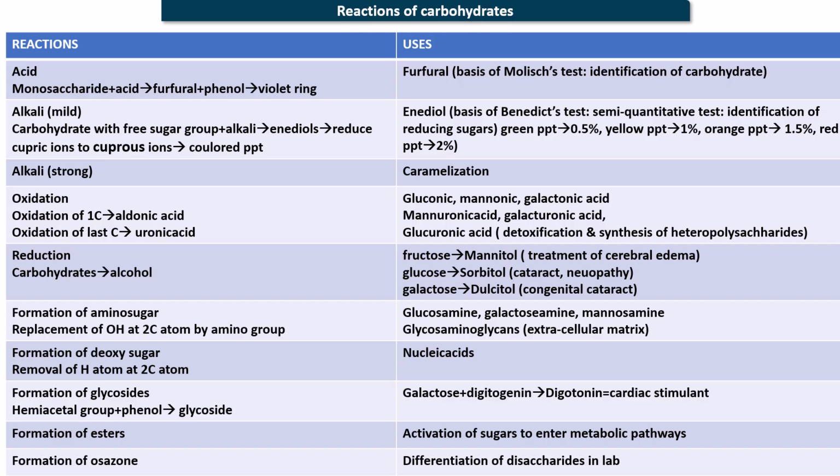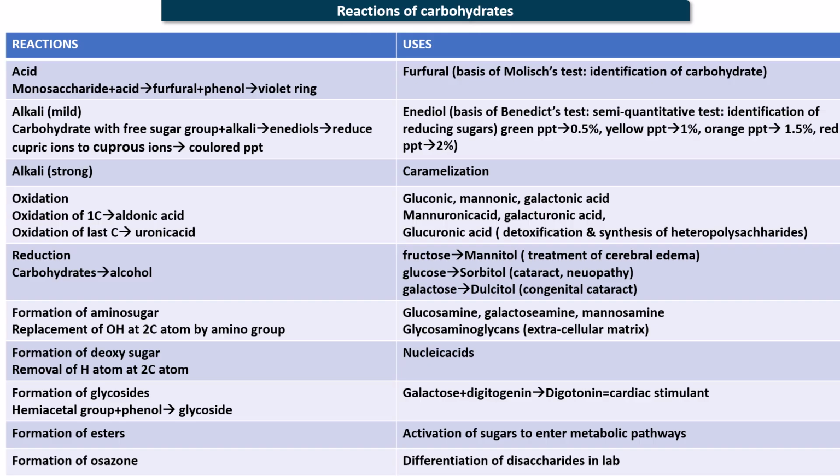Glucose is reduced to sorbitol, and this has been implicated in the development of diabetic cataract and diabetic neuropathy as a complication of long-term type 2 diabetes mellitus. Galactose is reduced to dulcitol, and this dulcitol has been implicated in the development of congenital cataract among children with deficiency of galactose metabolism.